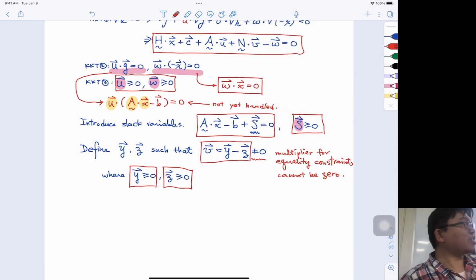Because v could be positive or negative, and we don't like variables that could be negative. That will not be useful later on, because we are formulating a linear programming problem for quadratic programming. In linear programming, all the variables have to be positive.